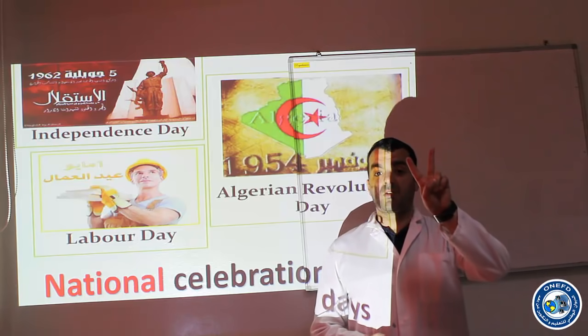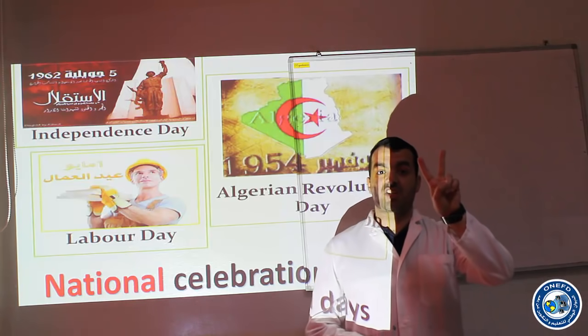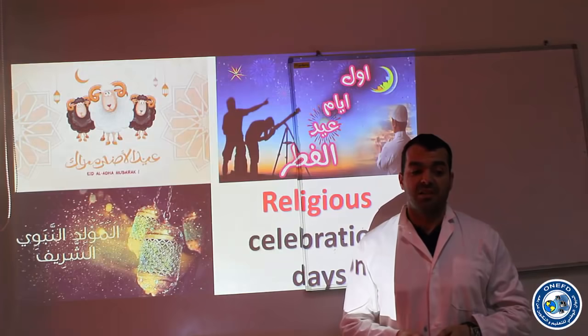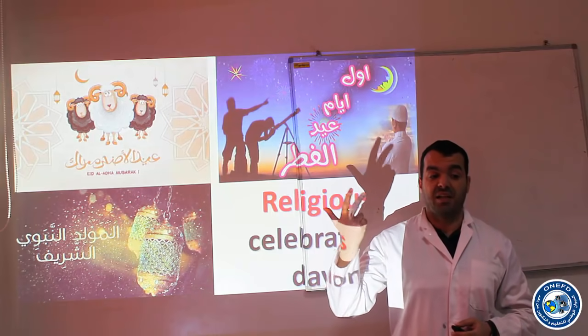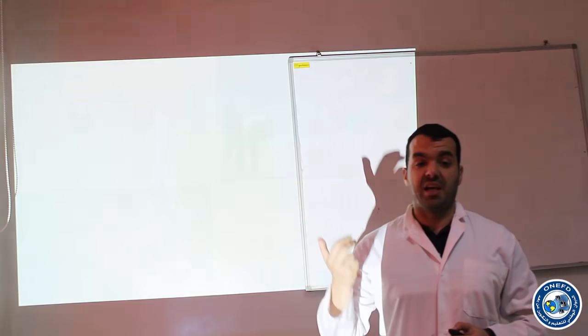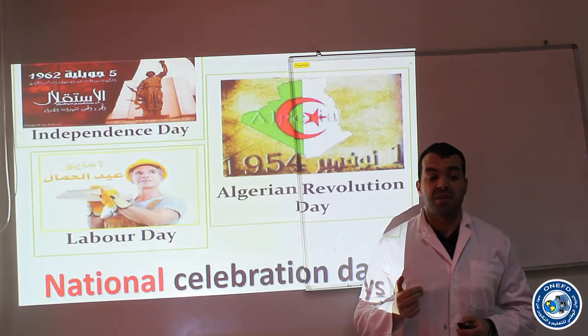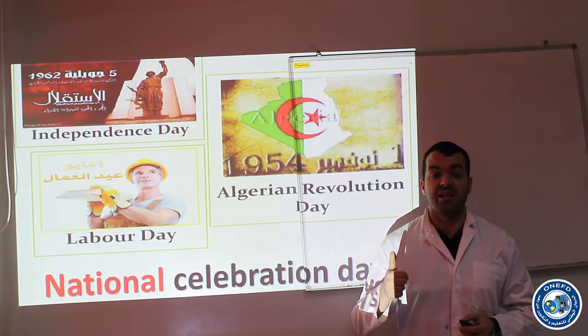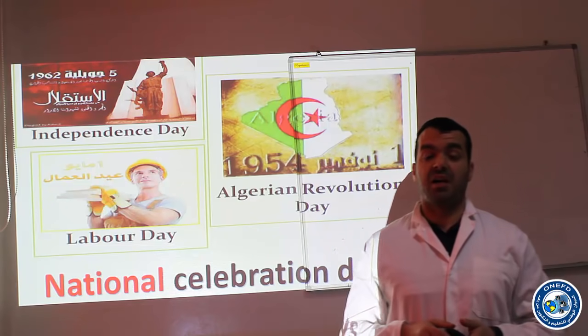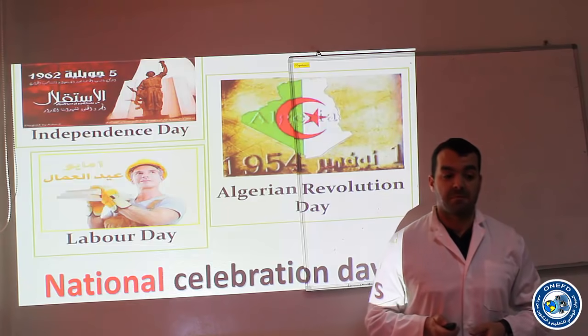So, we have two kinds of celebration days. We have religious days: Eid al-Fitr, Eid al-Adha, and al-Mawlid al-Nabawi Sharif. And we have national celebration days, like the 5th of July, the 1st of November, and the 1st of May.